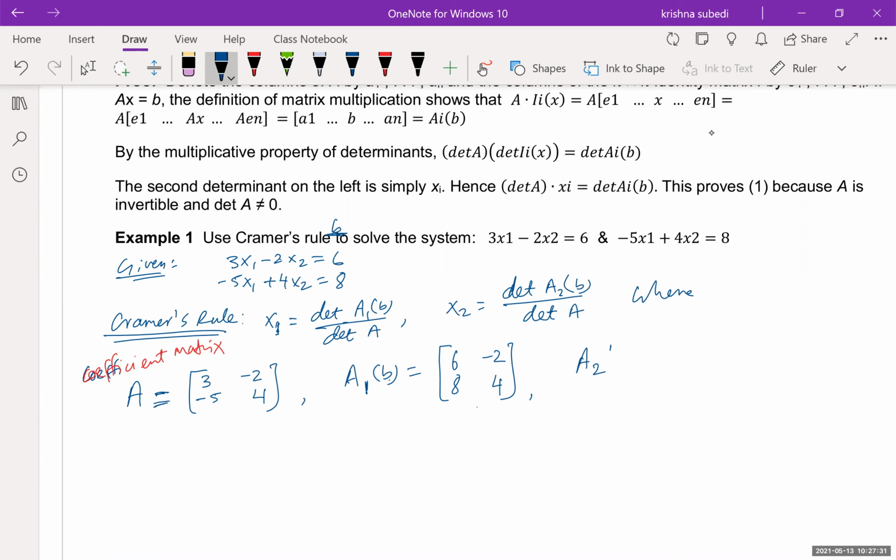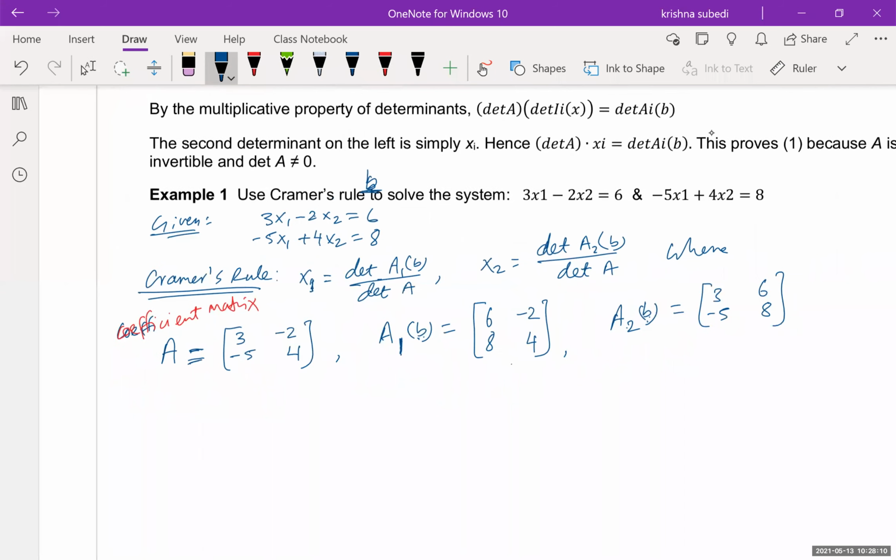And what is A sub 2 b? It means you replace the second column by the constant b. So the first column will remain the same. So 3 and -5 will remain the same. Now the second column, write down the constant b, which is 6 and 8. Any question here? That's all you need to remember here. So A sub 1 b means you replace the first column by b, where b represents the constant terms in the system, and just write down the other column as it is from the coefficient matrix.